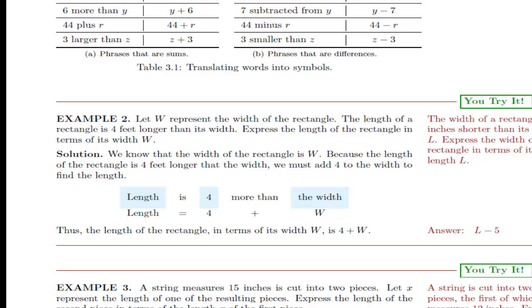Solution. We know that the width of the rectangle is W. Because the length of the rectangle is 4 feet longer than the width, we must add 4 to the width to find the length. So the length is equal to 4 more than, which is plus, the width, which is W. Thus the length of the rectangle in terms of its width, W, is 4 + W.